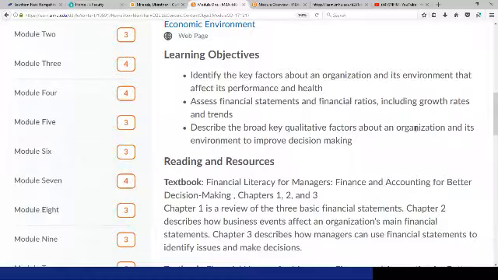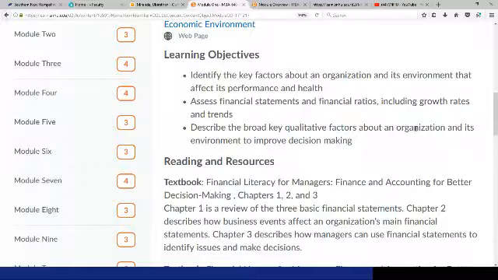We're also going to assess financial statements, financial ratios, including growth rates and trends. We'll have a look at that. We're also going to describe the broad key qualitative factors about an organization and its environment to improve decision making. Again, going back to one of the goals of this course, is to help you understand how to make decisions based on the quantitative and qualitative variables that do affect the company in meaningful ways.